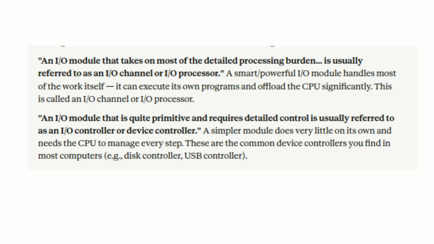The IO module that takes most of this detailed processing burden is known as the IO channel or IO processor. The IO module that is quite primitive and requires detailed control is known as the IO controller or device controller. So there are two things: the IO channel or IO processor, and the IO controller or device controller.